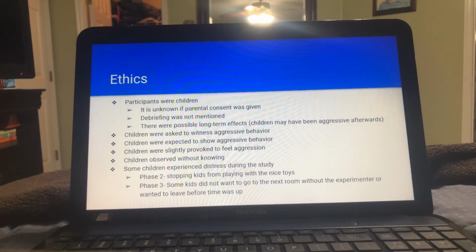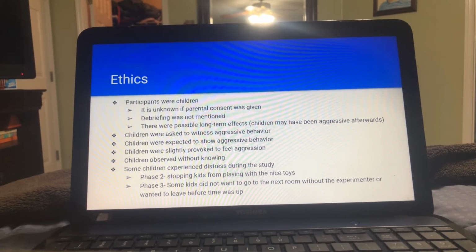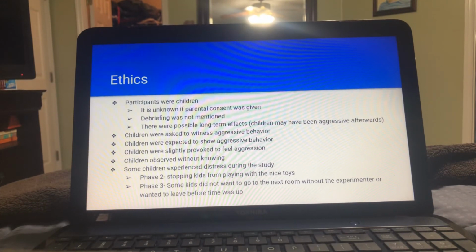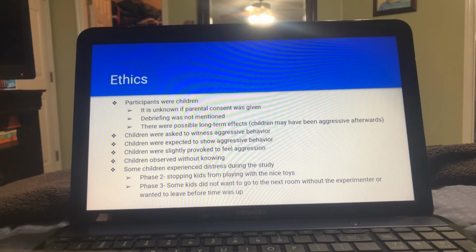Ethics. All the participants were children. It is unknown if parental consent was given. Debriefing was also not mentioned, and there were possible long-term effects. For example, children may have been aggressive after the experiment.